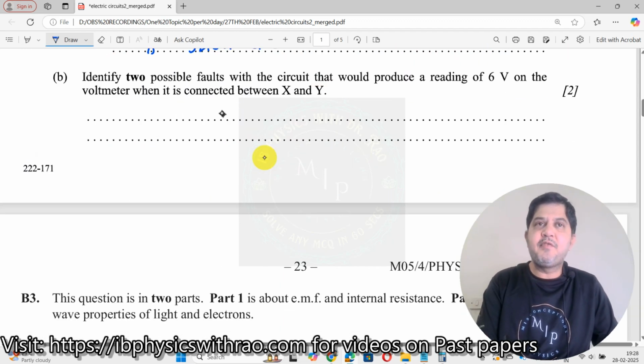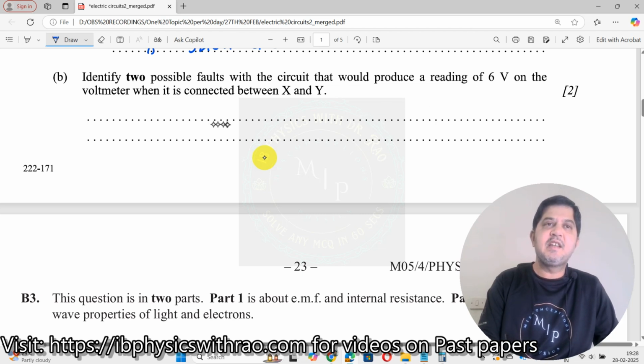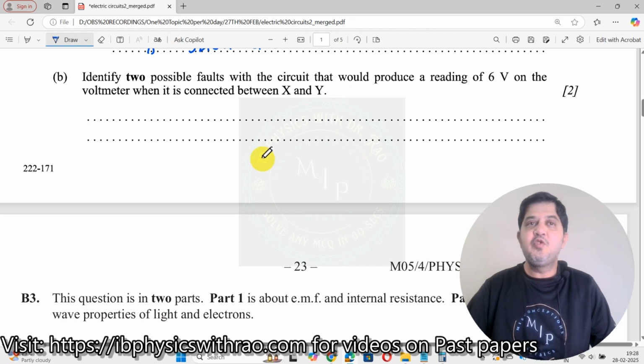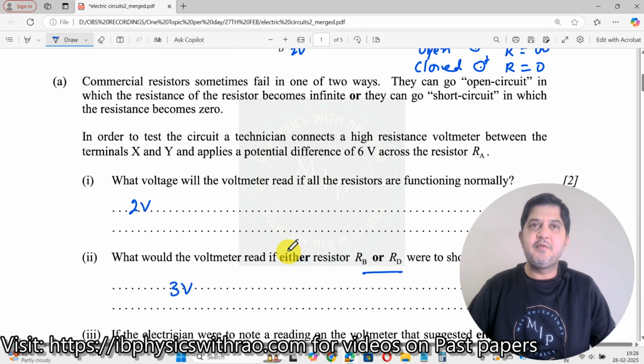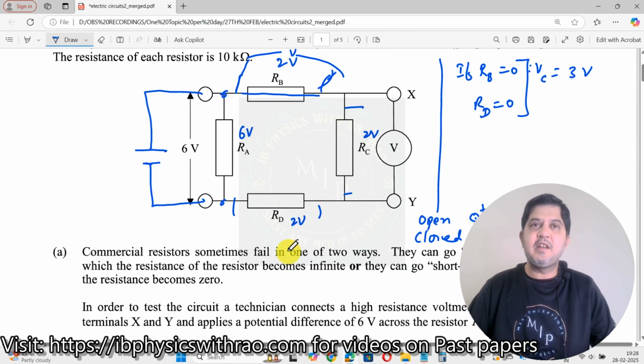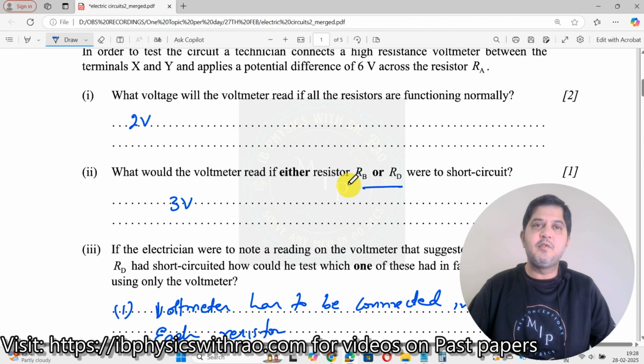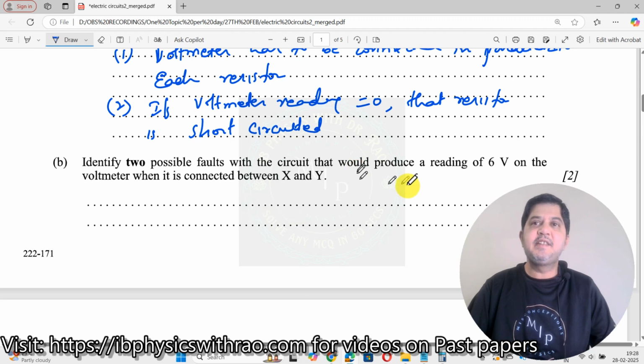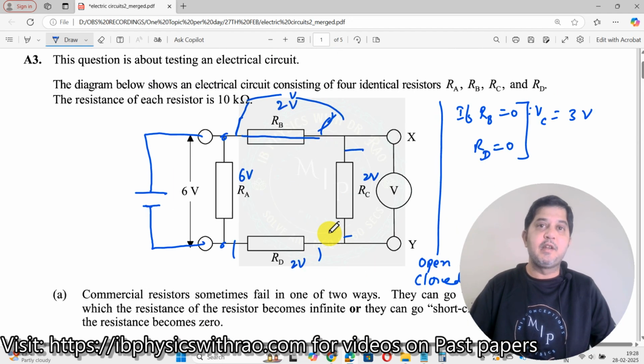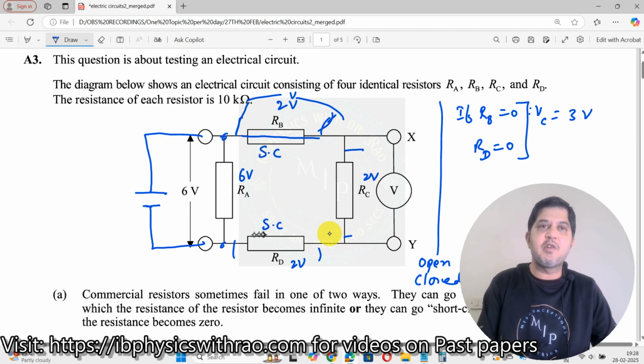Identify two possible faults with the circuit that will produce a reading of 6 volt on the voltmeter when it is connected between X and Y. Identify two possible faults. Where can the faults be seen, where the voltmeter can read 6 volt? Now it is not reading 3 volt, it is reading 6 volt. When can it happen? When this is also short circuited, then what will happen? The entire 6 volt that is being given over here will also appear over here.